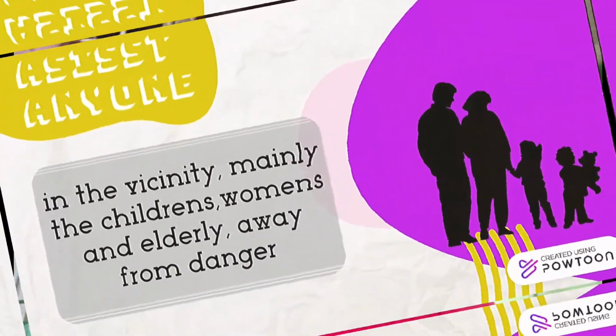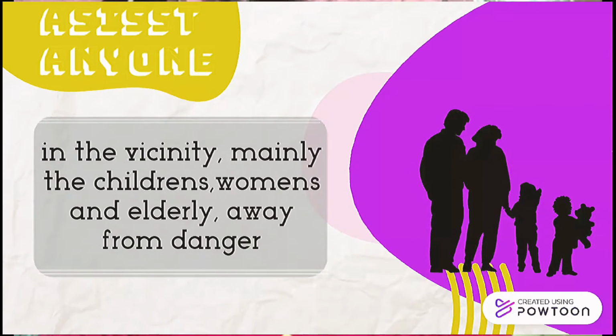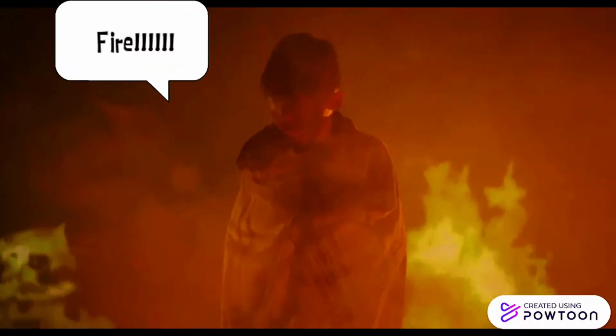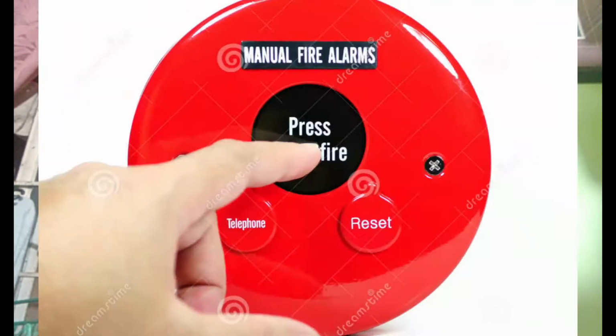Next, if you think it is safe, move anyone away from the vicinity of the danger, mainly the children, women, and the elderly. Next up is to call for assistance. Verbally shout for fire as loud and as clear as you can. Also, if you see a nearby fire alarm, break the glass and quickly press the button.